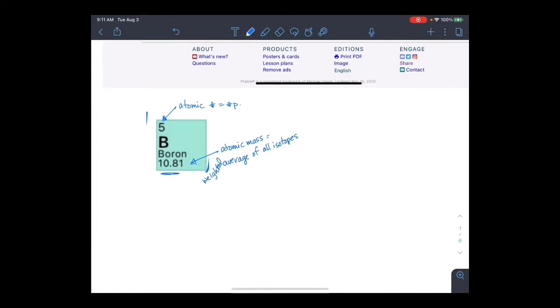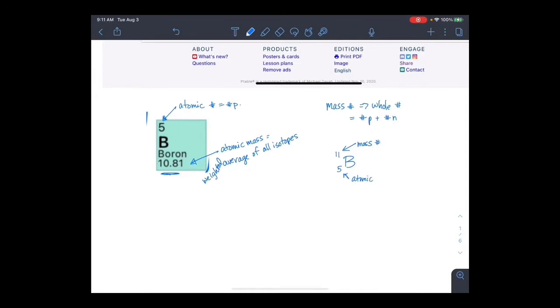Since it rounds to 11, it's very close to 11, it might be safe to assume that the most common mass number of boron is 11. A mass number is a whole number because it represents the number of protons plus the number of neutrons. So if I'm looking at boron, which has a mass number of 11, when we go to this symbol, the position of the mass number and the atomic number are flipped. Don't ask me why, it just is.